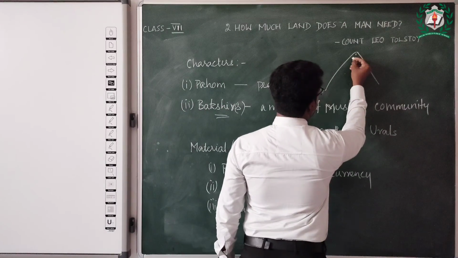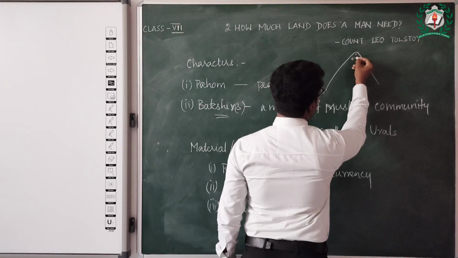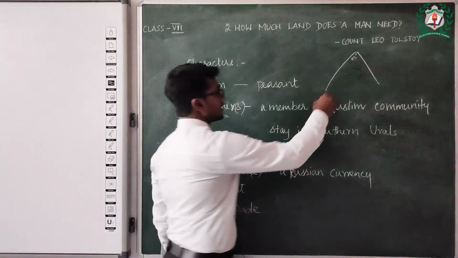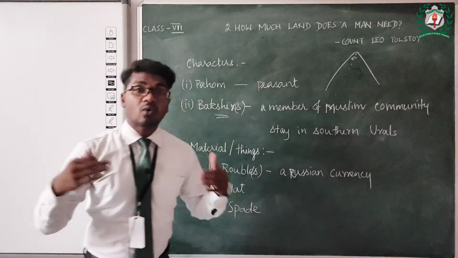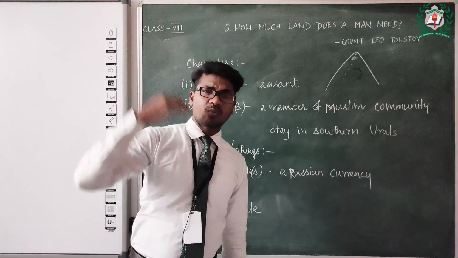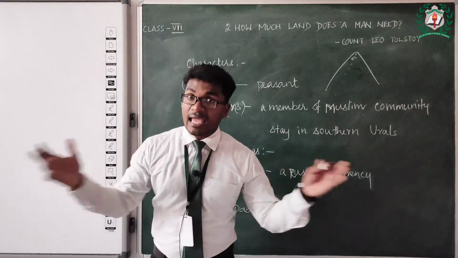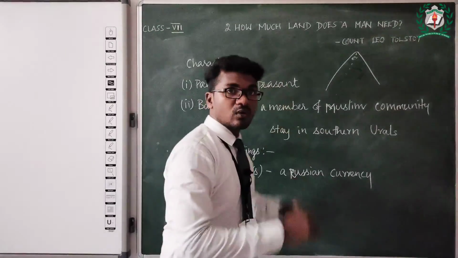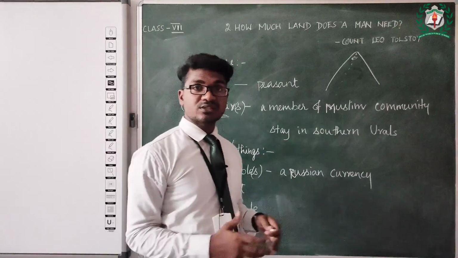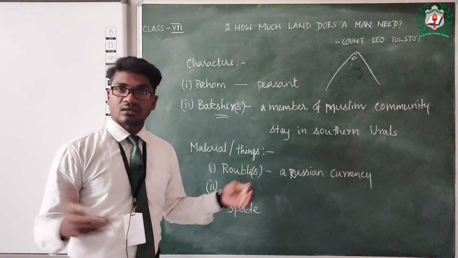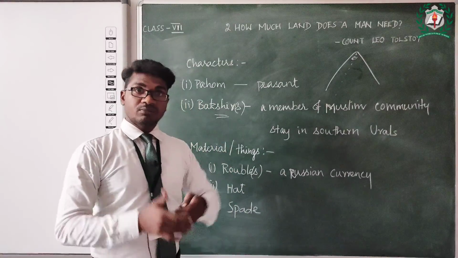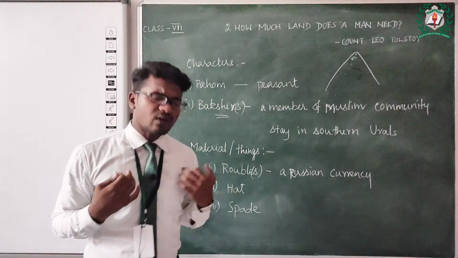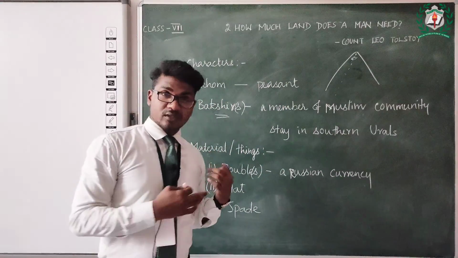A hat was placed, and he put 1,000 rubles inside, and he began to walk. Pahom began to walk. How much can he walk? He walked, and from there he looked again. He could not see Bakshir or his friends. So before the sunset, he had to reach the same place. Full of tiredness, he began to return.